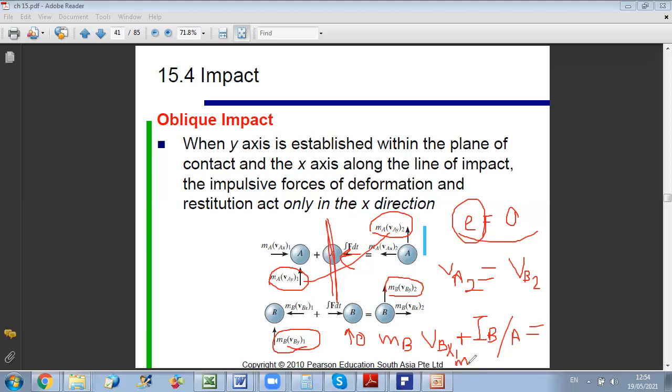يعني انتم من بعد ما تكونوا حليتوا السيستم الأول إذا طلبوا منكم what is the impulse between A and B، ساعتها فيكم تاخدوا A كسيستم أو B كسيستم. You will obtain the same result لأنه by action reaction the magnitude of impulse of A on B is equal to the magnitude of impulse of B on A. Okay. Any other question before we continue?